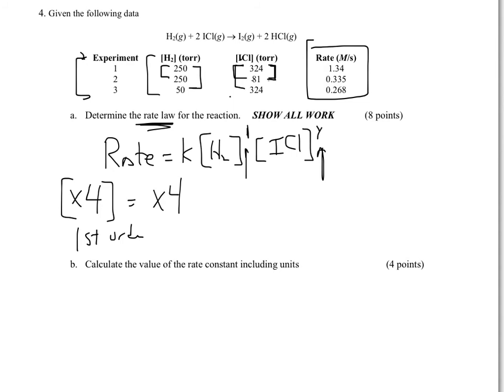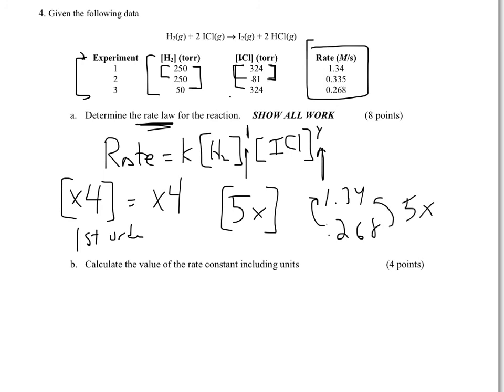For the next one, for experiments 1 and 3, we're leaving the ICl concentration the same, but we're changing the hydrogen concentration. And again, if we look at 3 versus 1, we're changing it by 5 times the concentration. What happens to the rate? Well, 1.34 to 0.268, that is a 5-time change. And so this is also a first order equation with respect to the H2. So overall it is second order, but each of those is first order with respect to the concentrations.